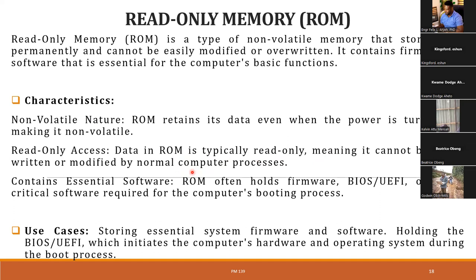Contains essential software. So ROM often holds firmware, BIOS, or other critical software required for computer booting operations. So in terms of the use cases, storing essential system firmware and software. Most times when you hear of the BIOS, it is normally saved in the ROM, holding the BIOS, which initiates the computer hardware and operating system.